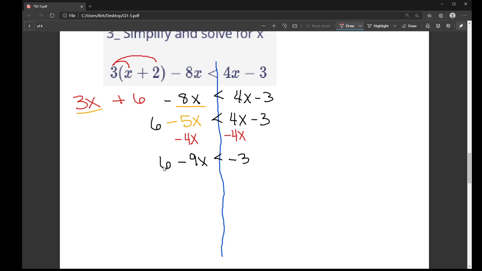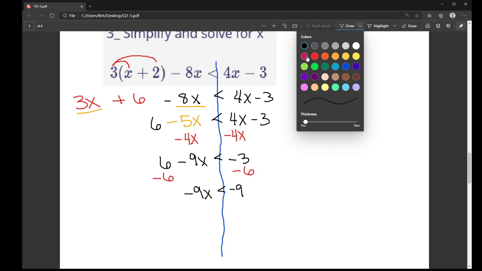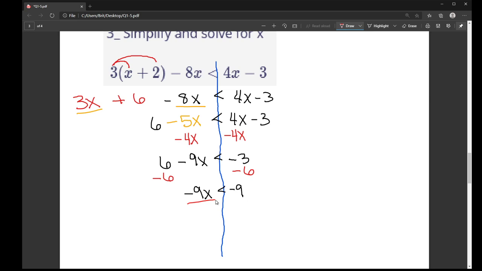And then I need to move the 6 over. So I'm going to subtract 6 from each side, because remember, you have to get rid of addition or subtraction before you can get rid of the multiplication there. So I have negative 9x is less than negative 9. And then I'm going to divide by negative 9 on both sides.